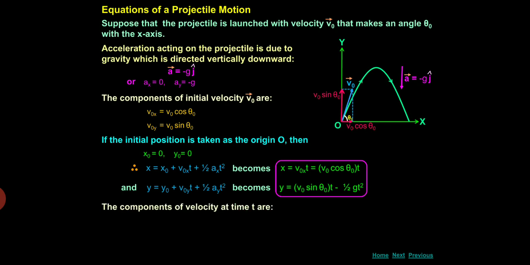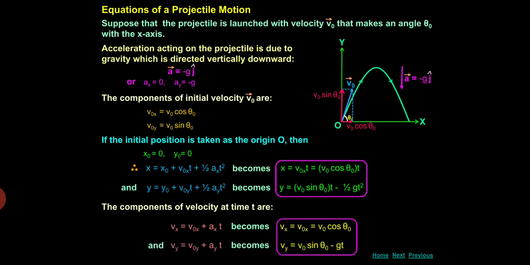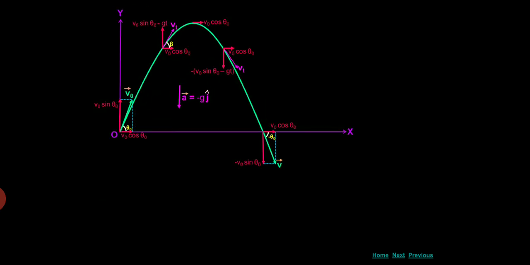Now if we want to calculate the component velocity after time t, again we use the equation of motion, the first equation of motion, which gives v is equal to u plus at, and in this case we took the initial velocity as v0. So along the x-axis we write vx is equal to v0 cos theta naught, and along the y-axis we write vy is equal to v0 sin theta naught minus gt. We simply put the value of the initial velocity component along the x-axis and y-axis, as well as the value of acceleration due to gravity along the x-axis and y-axis, and we get the pair of these equations.